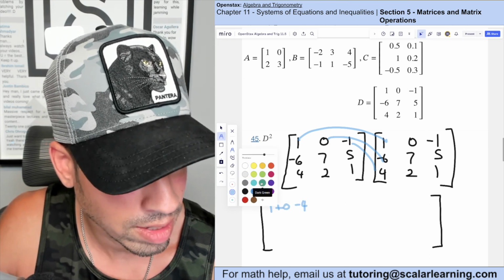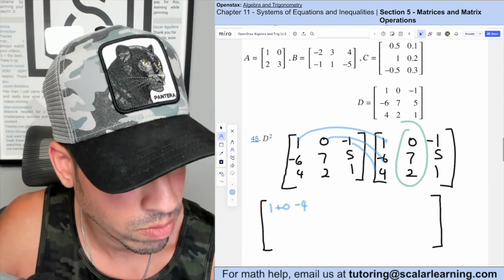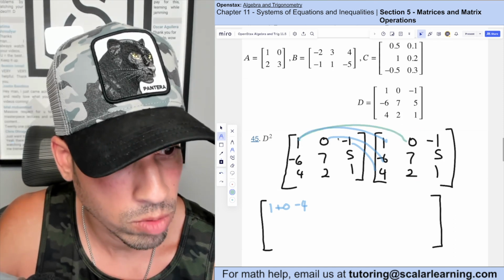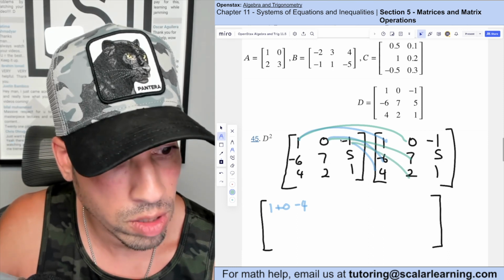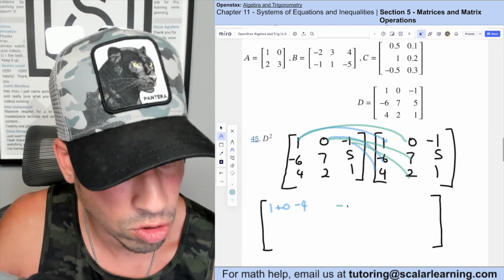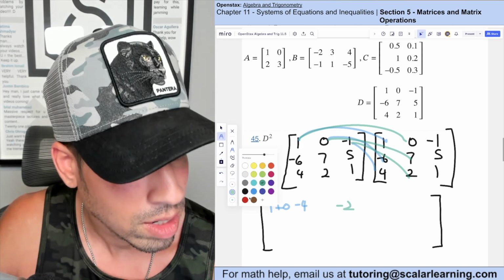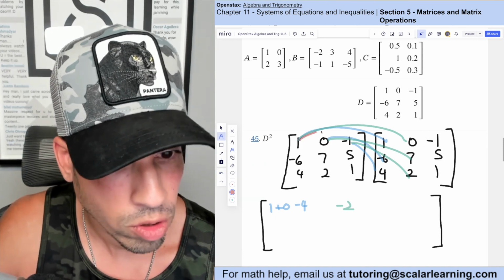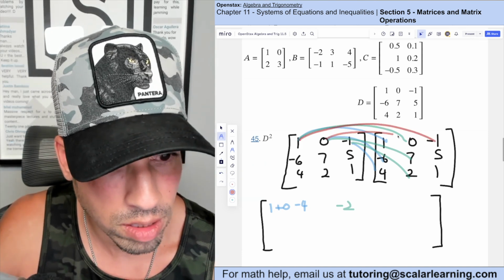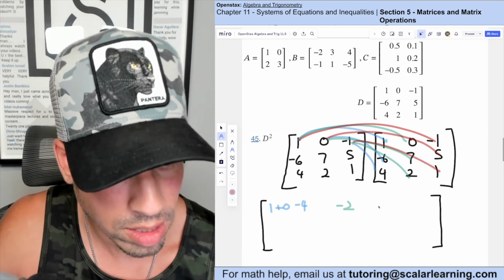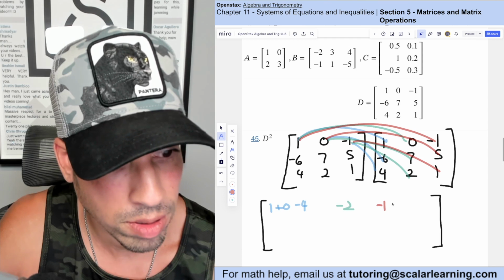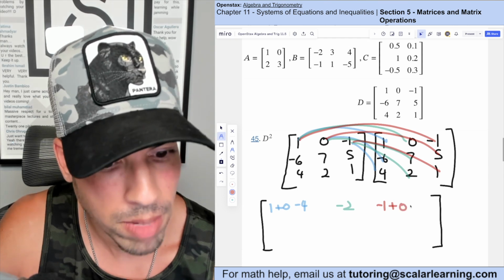Then we go to the next column, right? But the same first row. So we go 1 times 0 plus 0 times 7 plus negative 1 times 2. We got a 0 here and here, so it's just going to be negative 2. I'm not going to write out the other two zeros. Next, we go to the third one. So I got 1 times negative 1 plus 0 times 5 plus negative 1 times 1. So that's negative 1 plus 0 minus 1.